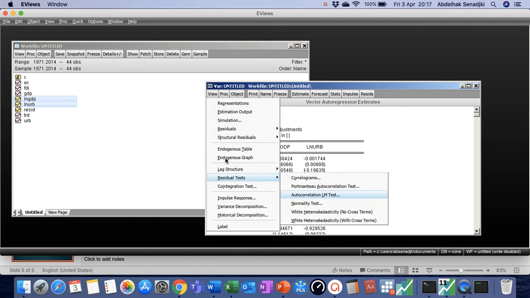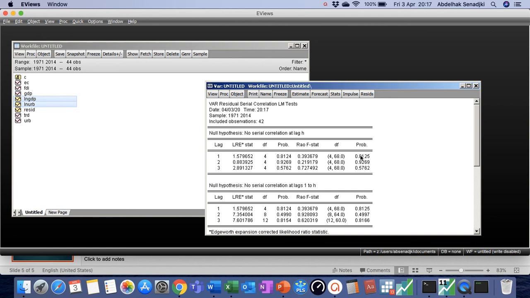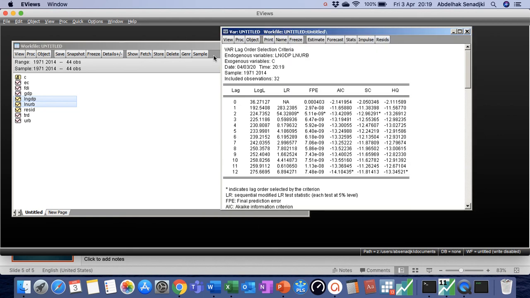I may check for autocorrelation to make sure that there is no autocorrelation. Yes, the probability is more than 0.05. So now I go and estimate the VAR again.